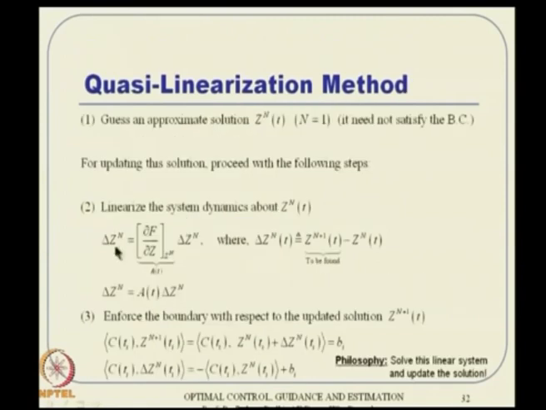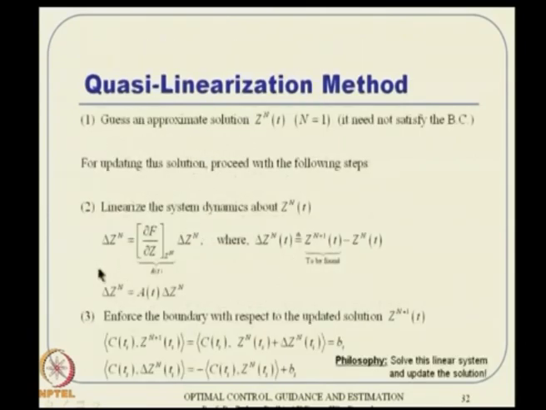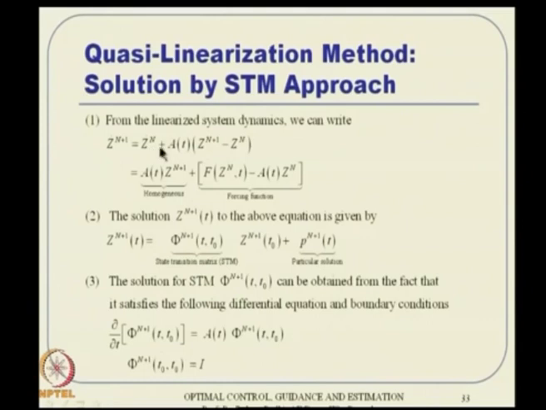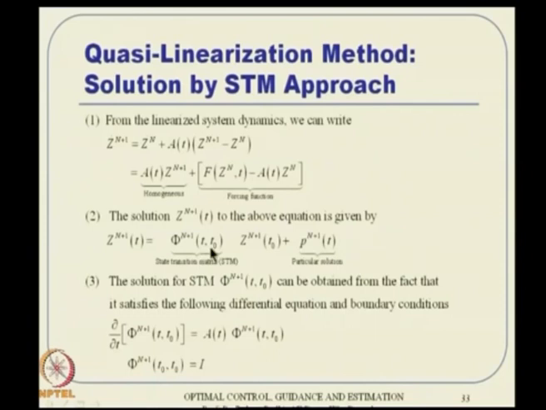So, from this differential equation, delta z n dot equal to this, we will be able to write this way. Delta z n dot is nothing but z n plus 1 dot minus z n dot. So, z n plus 1 dot is nothing but z n dot plus this equation, right, A of t times delta z n. Delta z n is this one by definition. So, I will substitute these two and write it that way.